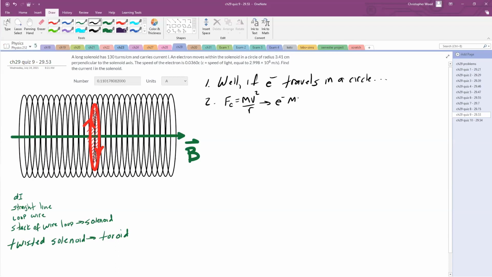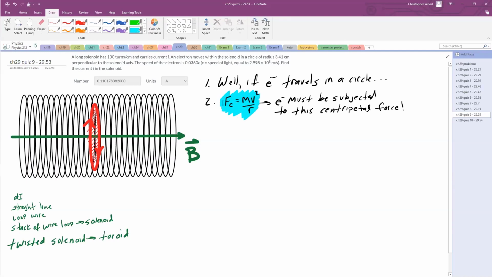The electron must be subjected to this centripetal force. So generically speaking, that's true. Centripetal means center seeking. Centripetal force. So that should be very apparent. Anything that moves in a circle is moving in a circle because there's a centripetal force acting on it.